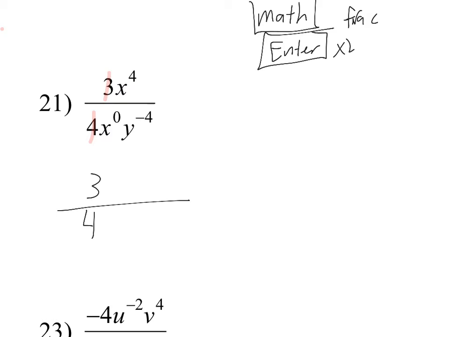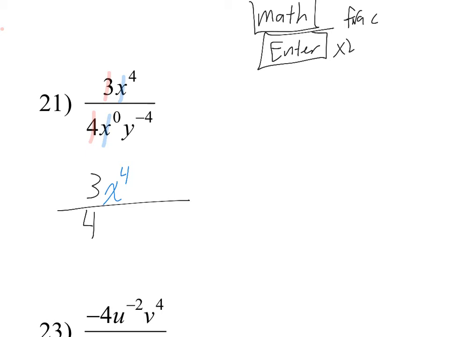Now, I'm going to get to my next set of bases, which is my x's here. Now, division property of exponents tells me that if I have the same base, to divide, I subtract the exponents. So I've got x to the 4th minus x to the 0. So that's 4 minus 0, which is 4. Our answers go on top by default. So x to the 4th power by default on top.